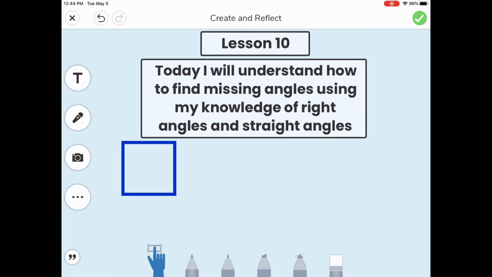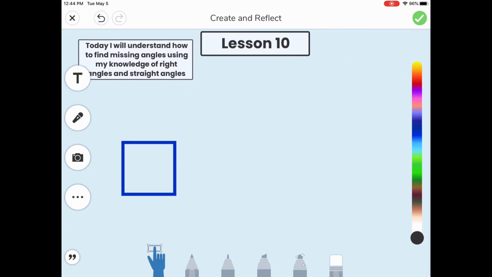First, I'm going to read the learning target by myself. The second time around, please read it with me. Today I will understand how to find missing angles using my knowledge of right angles and straight angles. Now, let's read it together. Today, I will understand how to find missing angles using my knowledge of right angles and straight angles. I'm going to make it a little bit smaller and put it in the corner so we know that's what we're doing today.